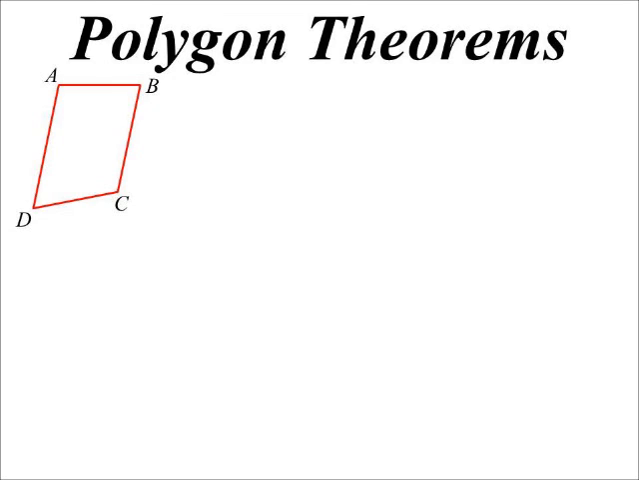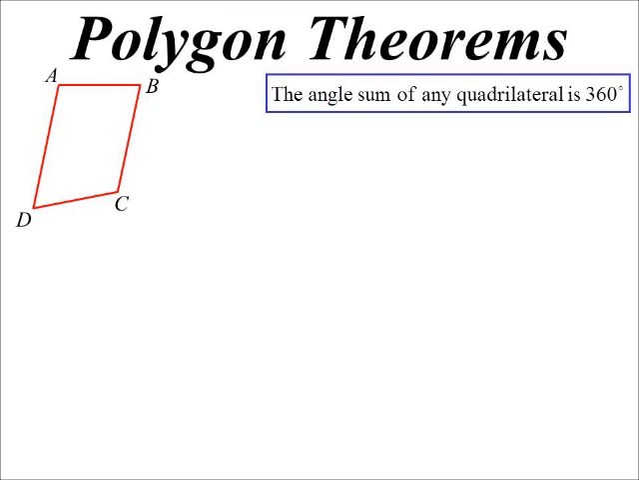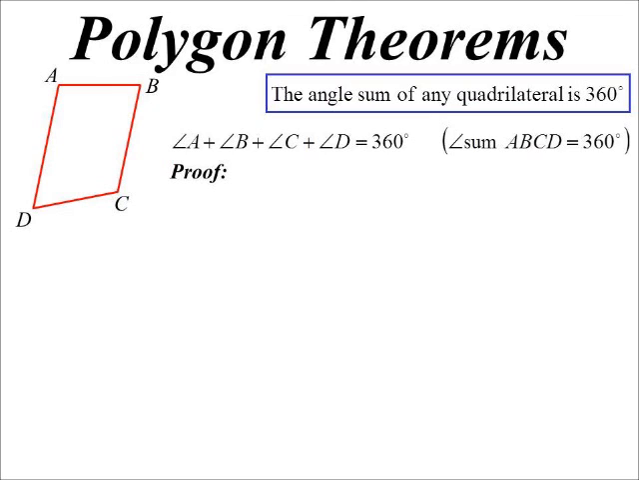So, some polygon theorems. We know the angle sum of a triangle is 180. Well, the angle sum of a quadrilateral we know is 360. Again, I name the shape A, B, C, D. I don't draw a little picture of a box. That's not an acceptable abbreviation. How can I prove it? Well, I can prove it by simply drawing in the diagonal.